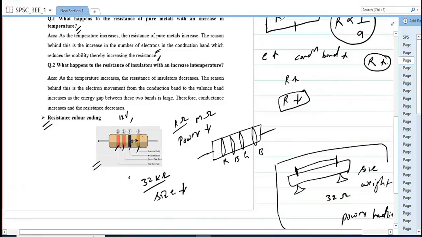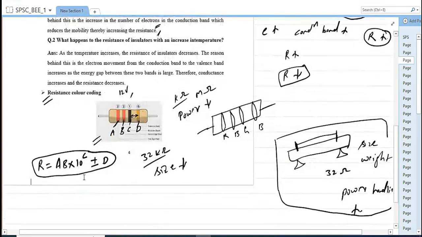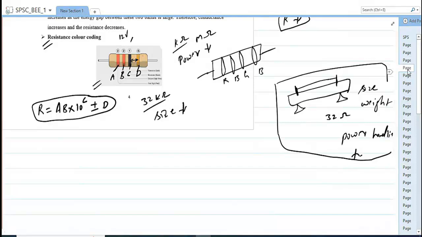The formula for reading the value of this resistance: let's say I am categorizing the first band as A, the second as B, the third as C, and the fourth band as D. So the resistance offered will be AB into 10 to the power C, plus minus D. This is the formula for measuring the resistance through the color codes. Now what you will put in place of A, B, C and D, we will find from this table.